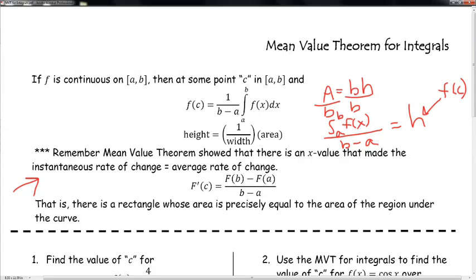I want you to remember the mean value theorem showed that there's an x value where the instantaneous rate of change, your derivative, is equal to your old school slope. We talked about this. And so this is the antiderivative, or the integral, version of the mean value theorem. Really what we're saying is there's a rectangle, and you'll see it, whose area is precisely equal to the area of the region under the curve. And I'll show you that with your lab.